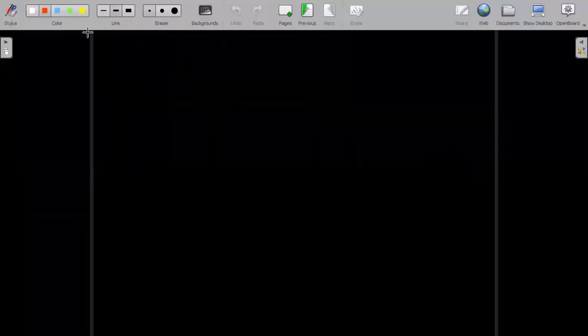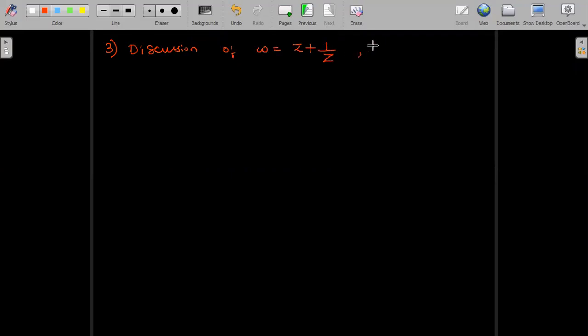Now we'll see the third discussion. Discuss the transformation w is equal to z plus 1 by z, where z is not equal to 0. So the third and the last curve we are discussing is about z plus 1 by z.